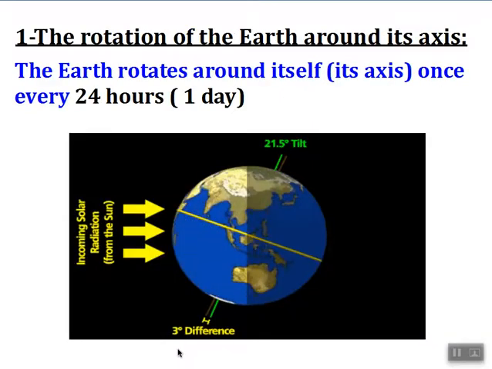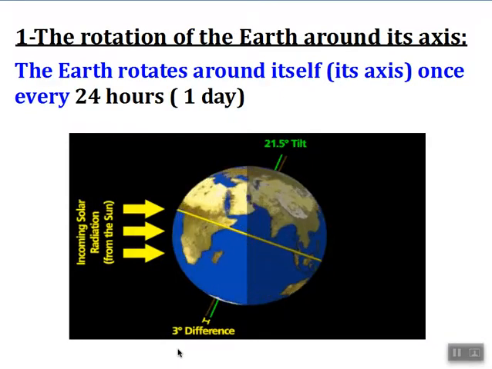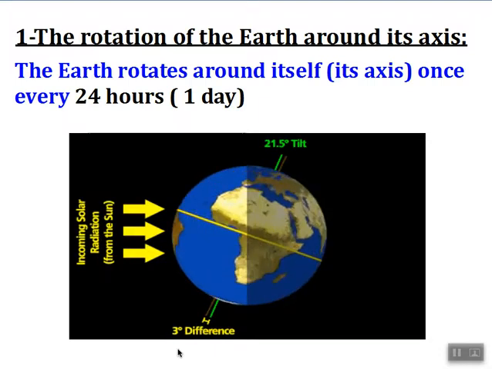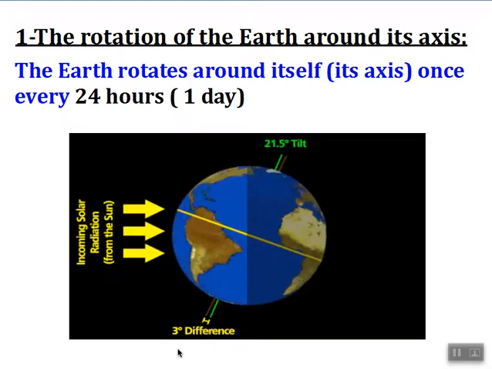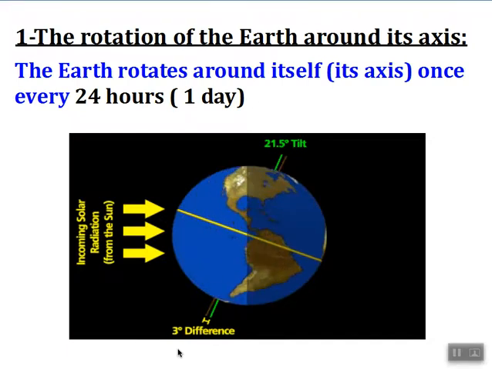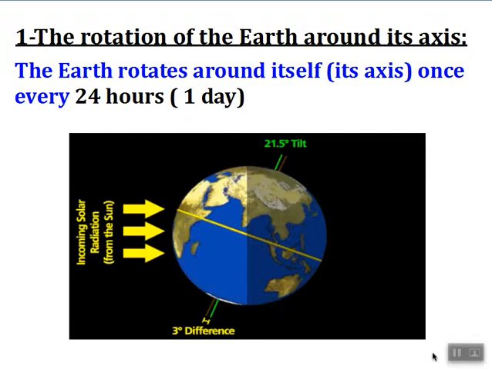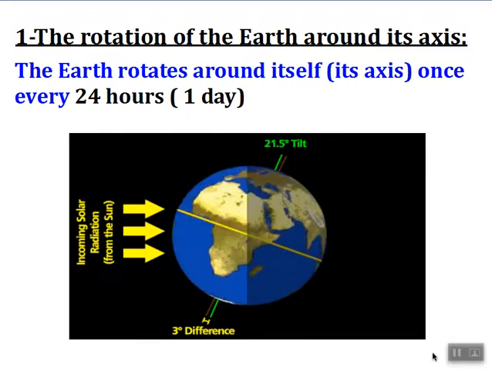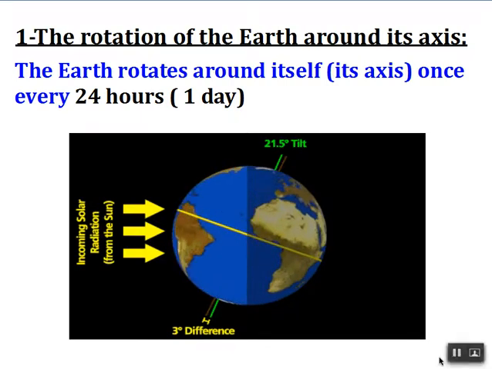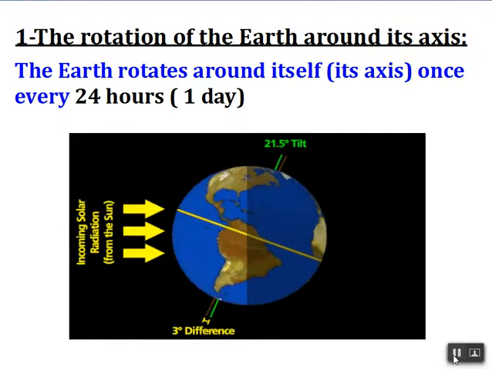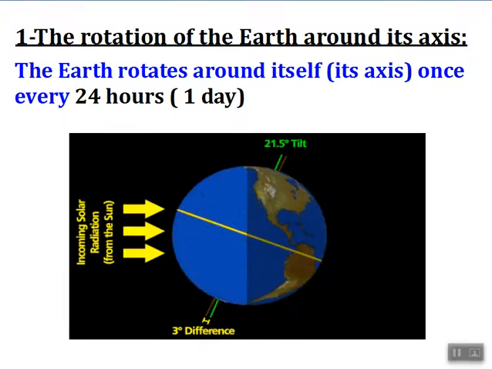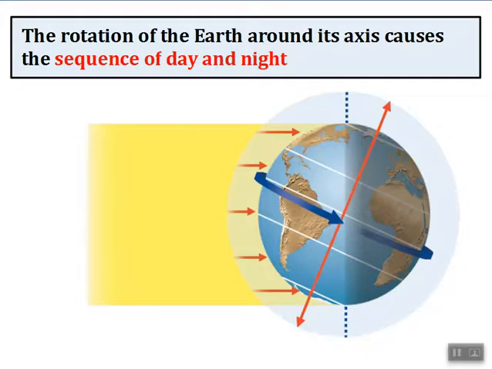So the first kind of rotation we are going to talk about is the rotation of the Earth around its axis, or around itself. How long does it take for the Earth to complete one rotation around itself? It takes 24 hours, or 1 day. So every 24 hours, the Earth makes one rotation around its axis. And this rotation results in a phenomenon known as the sequence of day and night.